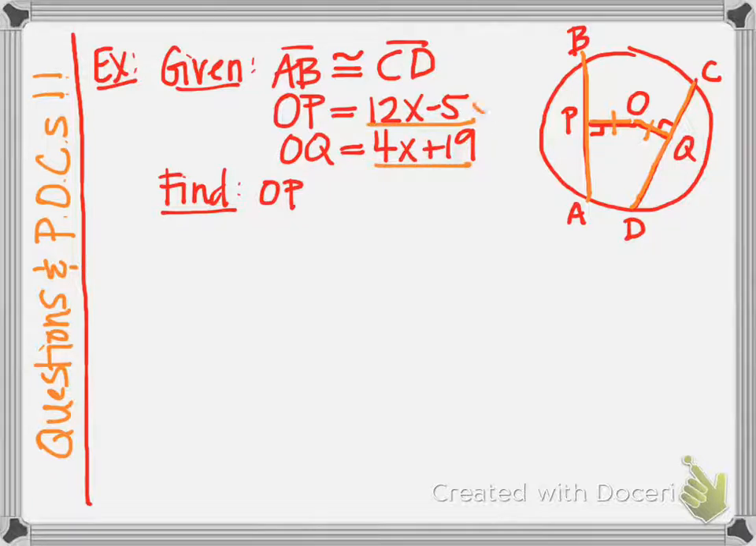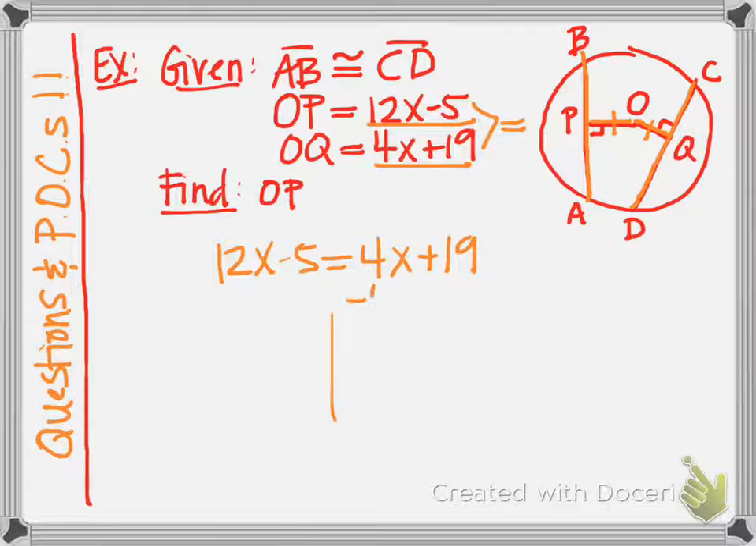So all we really need to do is set those equal to each other to find the value of x, and then we can plug in the value of x into the expression for OP. So let's do just that. 12x minus 5 equals 4x plus 19. To get our x's together, we'll move the 4x to the left by subtracting it from both sides. 8x minus 5 equals 19.